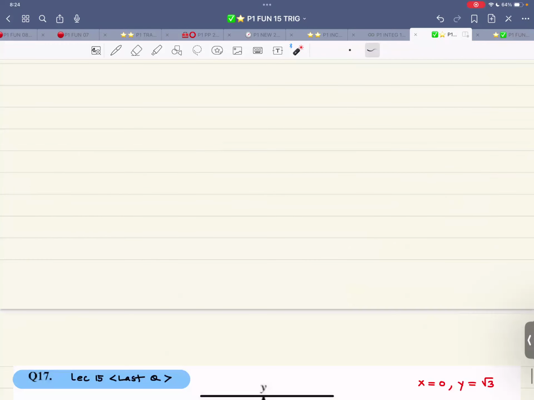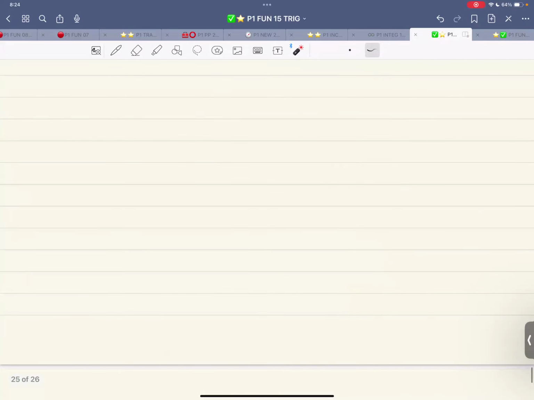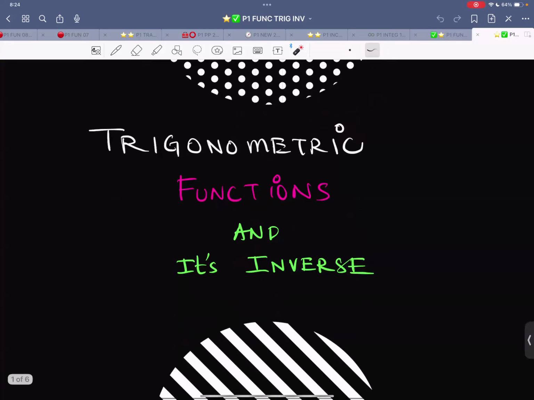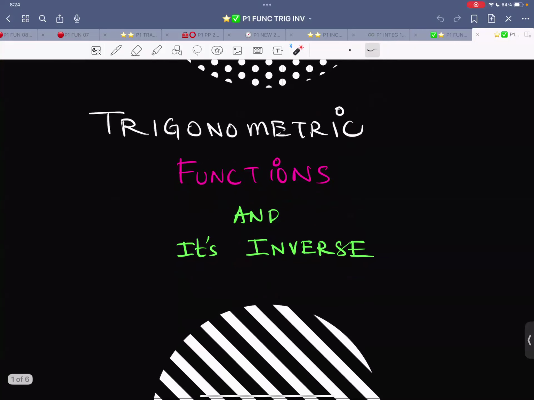Okay, so now let me move to this one. That is the inverse thing. And let me make a separate video for this. Trigonometric function and its inverse, let me make a separate video for this because this will require more time. So I think we have done enough for today.